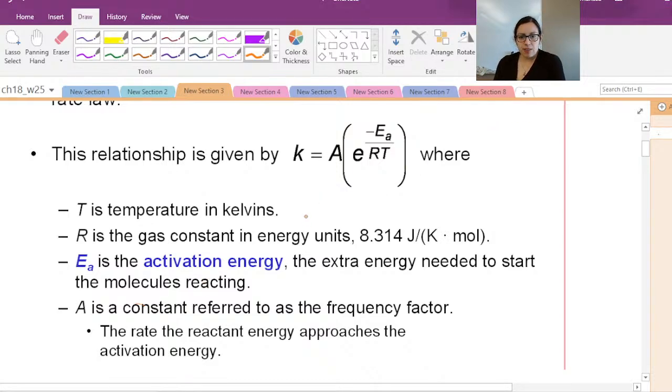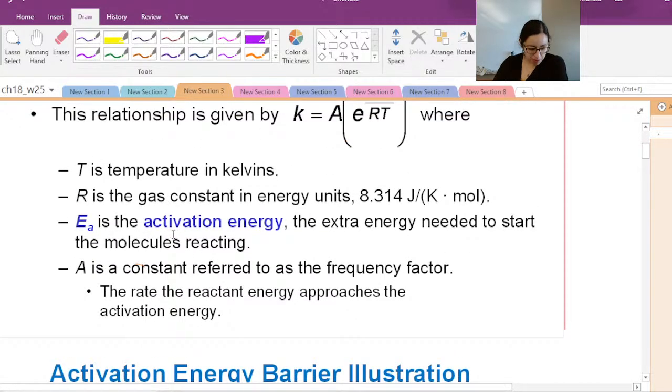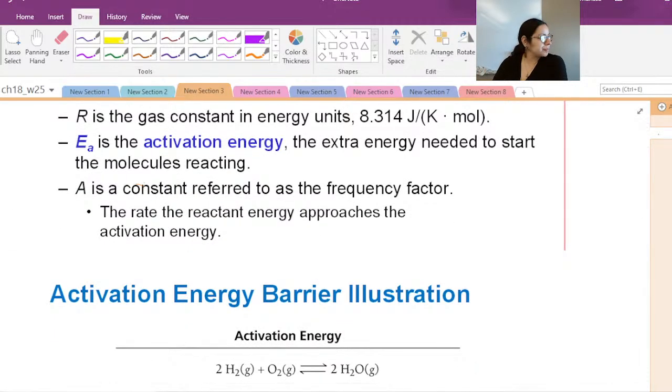Activation energy is going to have to be in joules given this scenario. And then notice your gas constant. Again, we're using our joules gas constant, so joules per Kelvin per mole. That looks good here. So we'll be able to make our relationship or figure out our activation energy, depending on our problem.